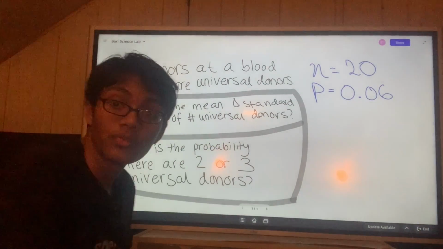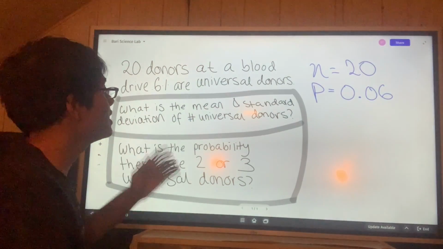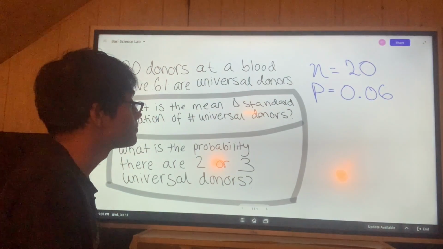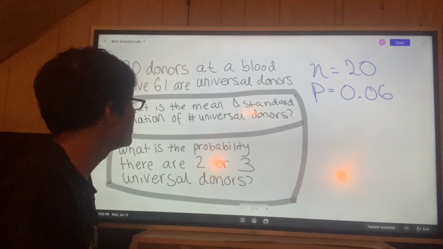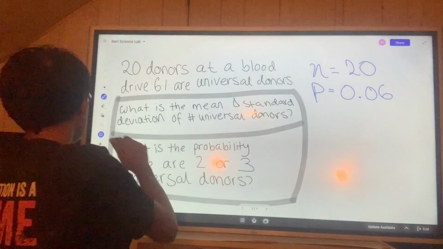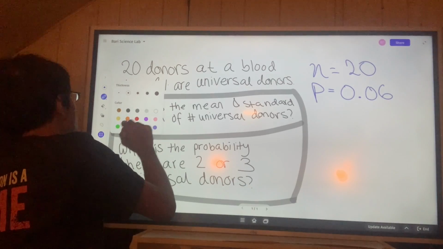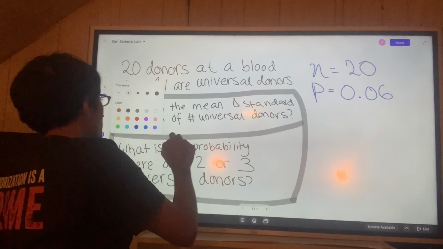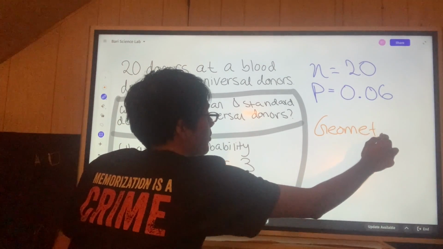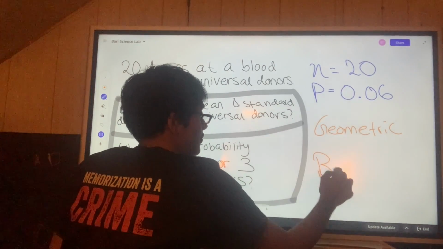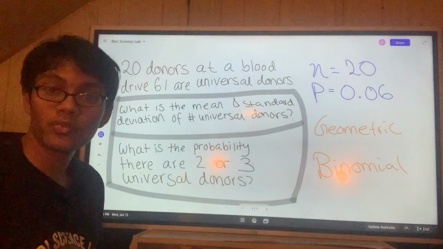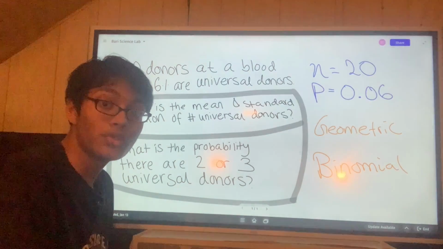Now with that being said, how can we find the mean and standard deviation of the number of universal donors? Well, the first thing we have to do is think about the types of distributions we can use. We can think about geometric or binomial. Those are our two options right now. Geometric model or a binomial model. And each of them answers a different type of question. So we need to see what question we're interested in answering and then choose the type of model.